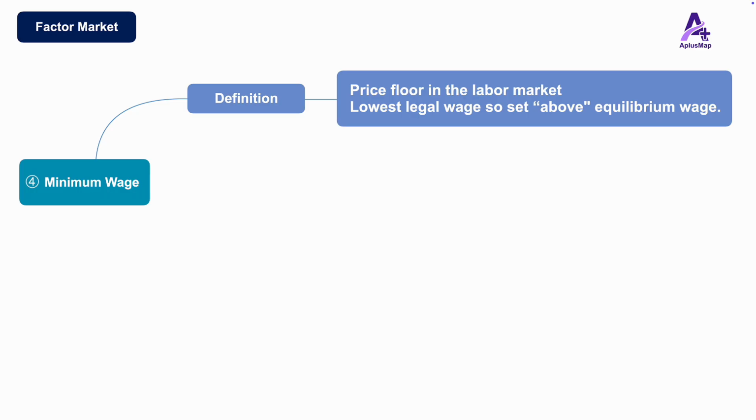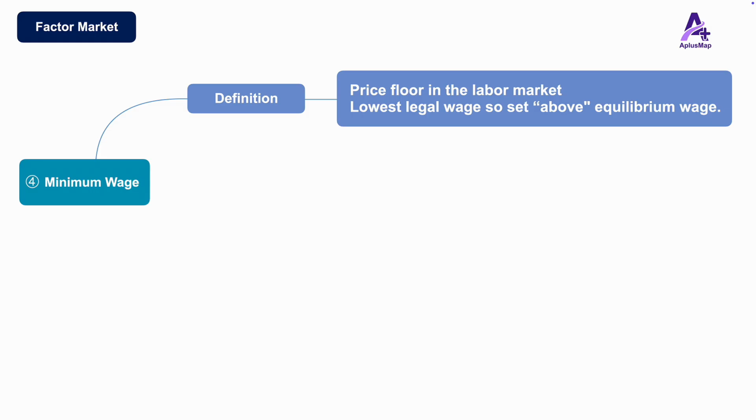And what does binding mean here? It has to be set above the equilibrium wage, right? Otherwise, the market wage is already higher, and the floor doesn't matter. Exactly. A minimum wage set below equilibrium has no effect. It must be above the market clearing wage to be binding. Definitely remember binding price floor for the exam.